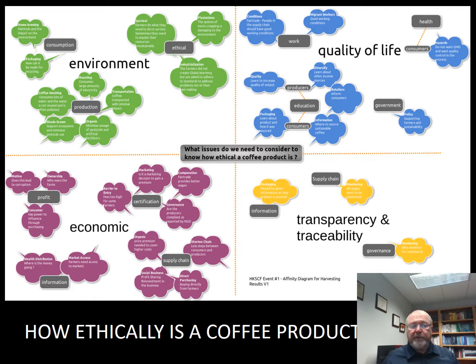The issue on this was basically how ethically is a coffee product produced, and how do we determine that? So the company that was examining this issue and the group that was examining this issue, you can see that they generated a bunch of ideas first for brainstorming, and afterwards sorted into 4 larger groupings. The environment, quality of life would be the blue one, transparency and traceability the yellow, and in the purple, economic. But notice that even within each of those 4 areas, they produced some subgroupings. And so that's what you're seeing there.